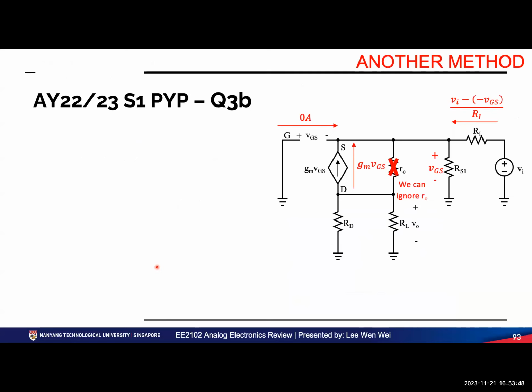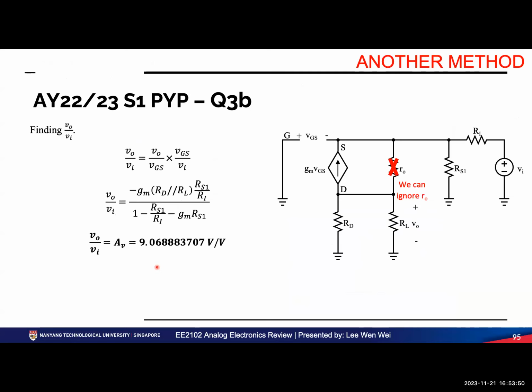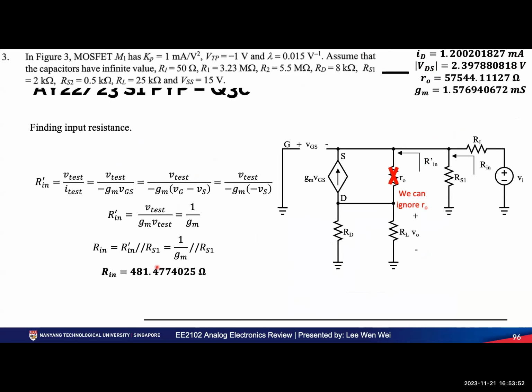So this is another method. You can ignore this part. This is the input resistance part. We can also ignore R naught. To find input resistance, we find R in, which is just this part, and then we see the S and CD, everything. Then we just do a test voltage and test current. So from here, we know the current is what?